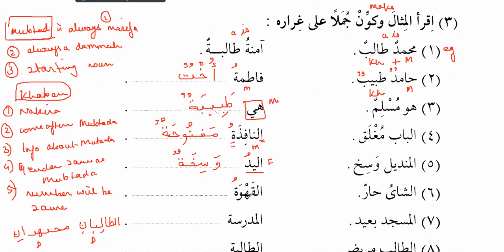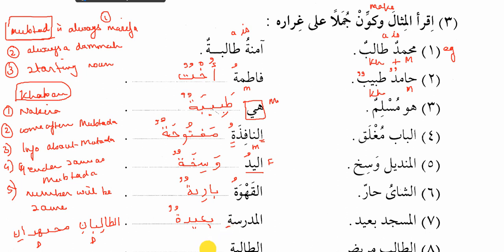Al-qahwatu, the tea, Arabic tea, is harun. Or you can say al-qahwatu baridatun. Baridatun means it's cold. Al-madrasatu ba'idatun. Ba'idatun means far away because this is feminine.